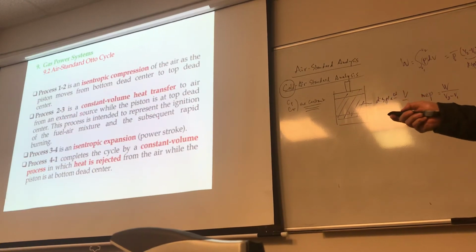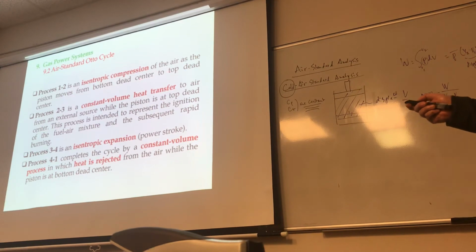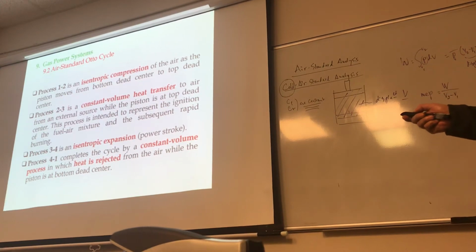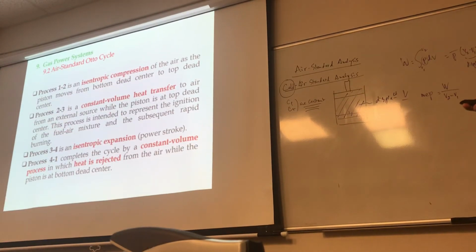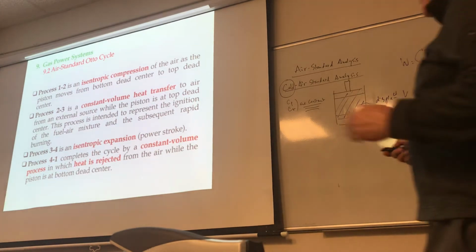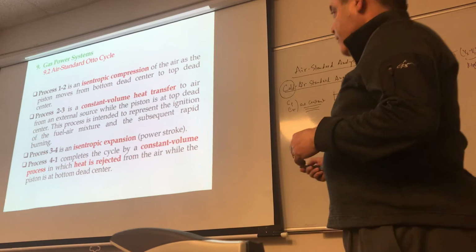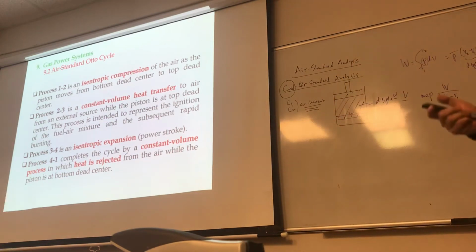So again, in words, 1 to 2 is an isentropic compression of the air as the piston moves from the bottom dead center to the top. 2 to 3 is a constant volume heat transfer to the air from an external source, while the piston is at the top dead center. This process is intended to represent the ignition of the fuel-air mixture and the subsequent rapid burning. 3 to 4 is an isentropic expansion, which is the power stroke. And lastly, 4 to 1 is the constant volume heat rejected from the air while the piston is at the bottom dead center, so that we could restart from that same beginning.